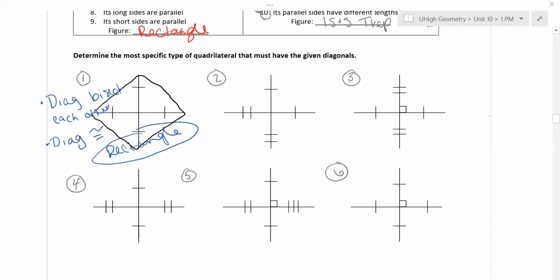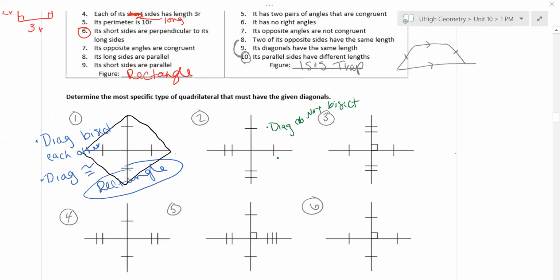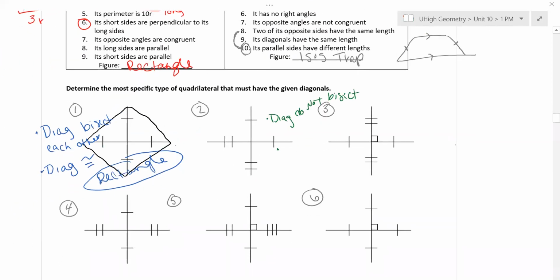Right now, what I know is my diagonals do not bisect each other. So I'm going to write that over here. My diagonals do not bisect each other. But the other thing I know is, since I have congruent sides, but they're not on the same piece, I do know that my diagonals are congruent.